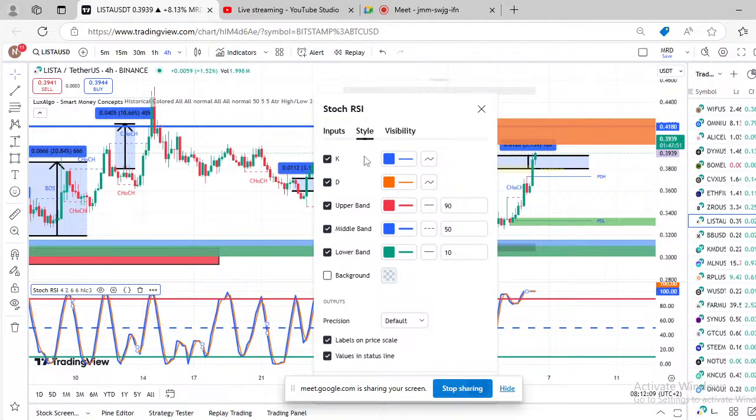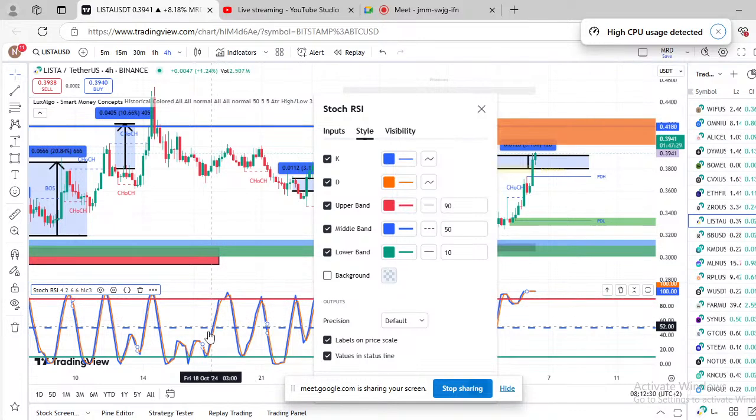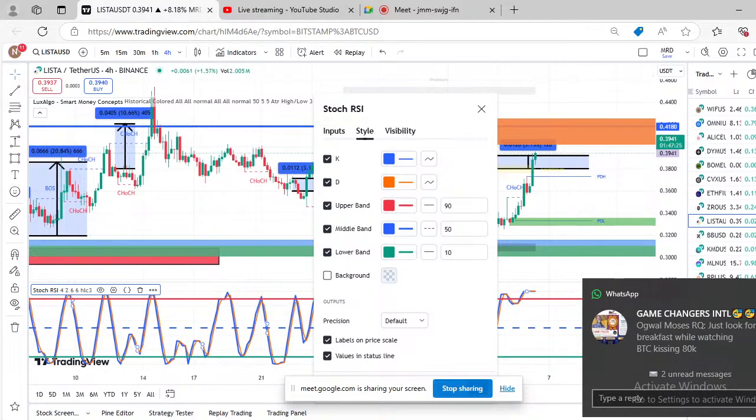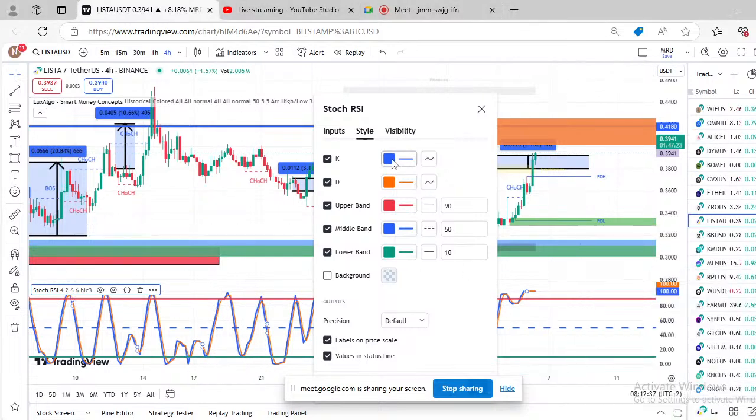Then we go to style. Yes, you go to style. The style means to design, like you are designing your lines. So K is a line, a moving line. You can look at the chart now. This is the K. You can see it is in blue color. So that is K. And we have the D.